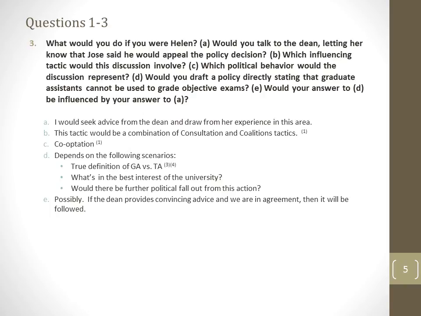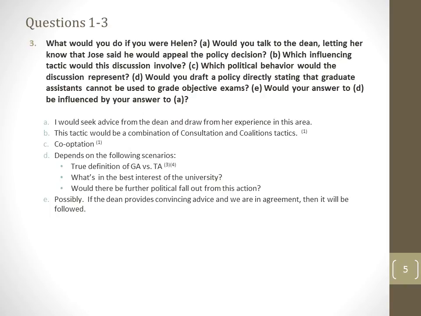Part C of the question, which political behavior would the discussion represent? I think that would be co-optation, which means that you want to have people on your side rather than competing with you, especially in political situations. Part D, would you draft a policy directly stating that graduate assistants cannot be used to grade objective exams?